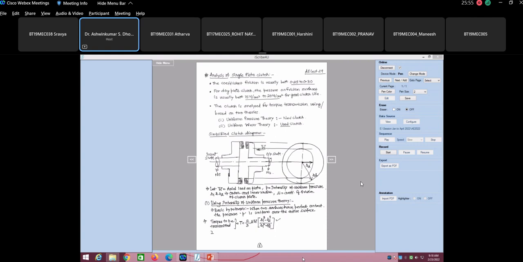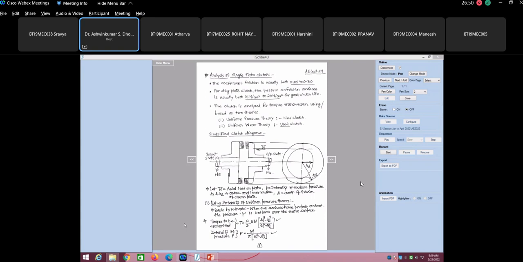So the intensity of pressure P is given as W divided by pi times (R1 square minus R2 square). This expression you might also have used. This is based on the uniform pressure theory. We are not taking the derivation here. There is a detailed derivation given in the book of theory of machines, so you can refer to that, because our purpose here is to find out how much torque is to be transmitted from the clutch, because the clutch should not fail.